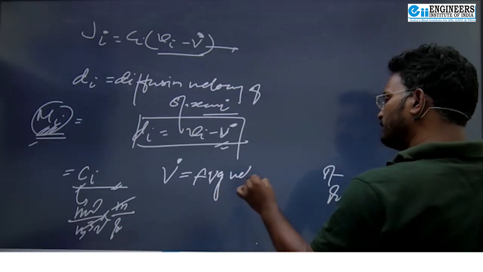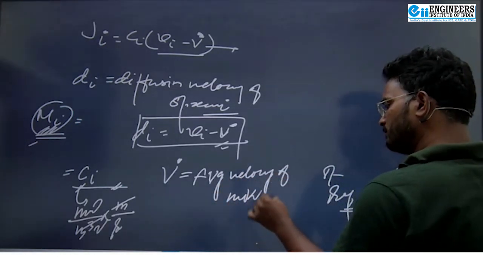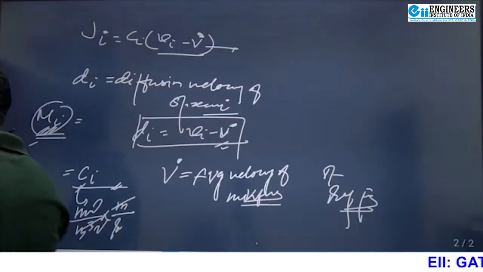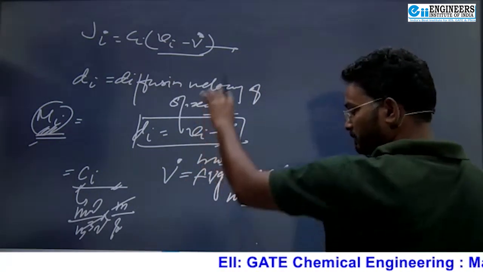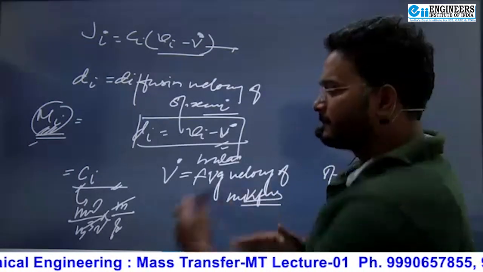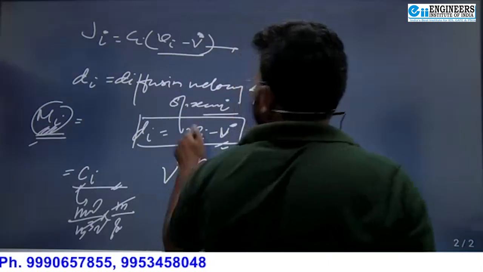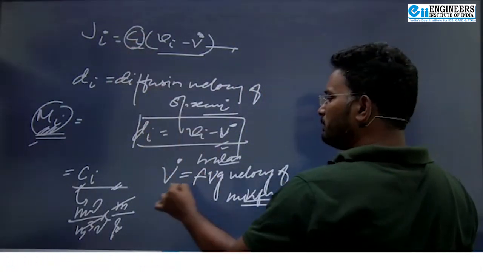Average velocity of mixture. Molar average velocity, yes. Molar. Everything I am going to write in terms of moles. Molar average velocity. And molar average and mass average velocity both are different. Mass will be when this is mass concentration. This is molar concentration, then it should be only molar average velocity.